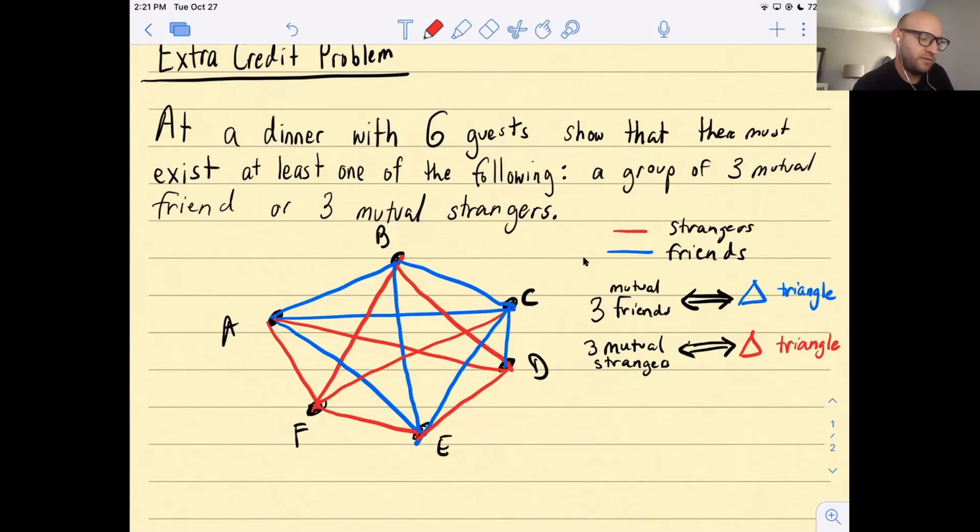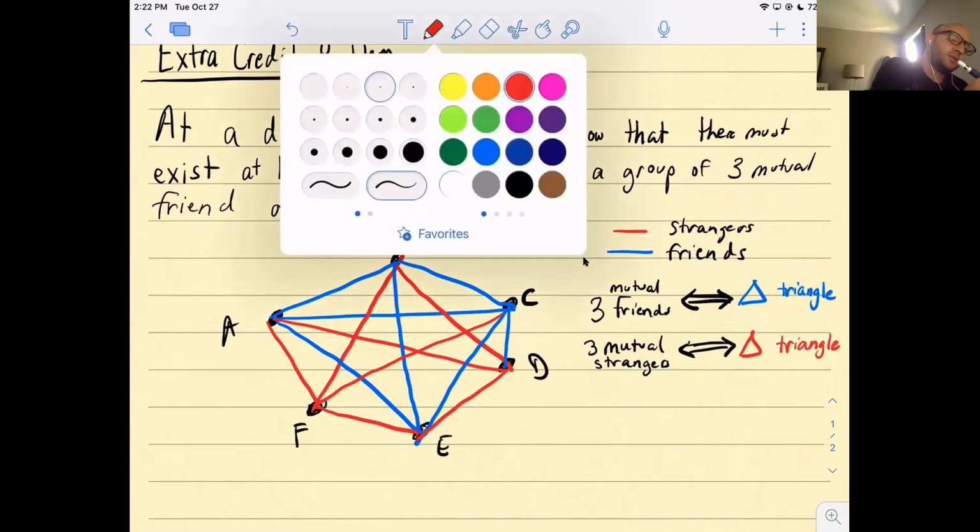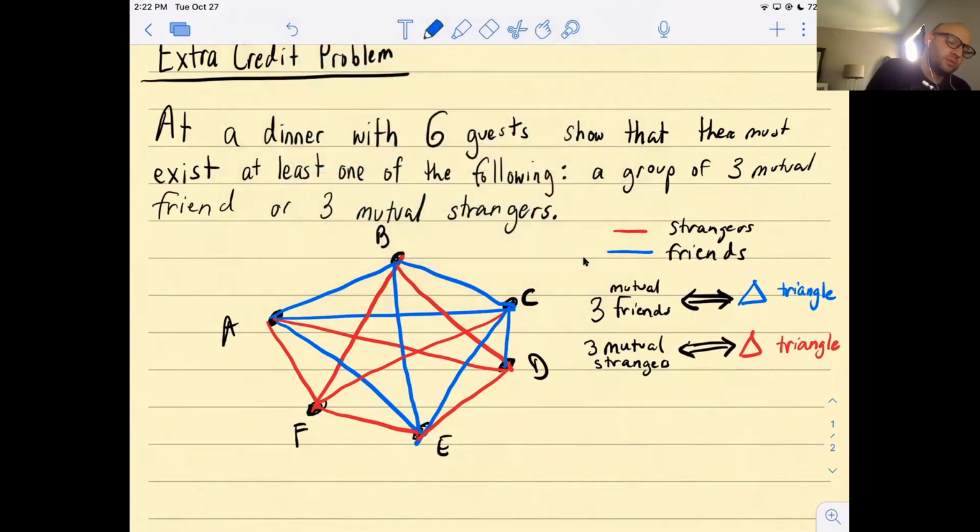Let's see. Oh shoot, I forgot. I'm sorry guys. I didn't connect F and D. So I'm actually going to make it blue. That looks better now. Now everybody's connected. Okay. ADF. Because I drew it as blue, it made it not a red triangle. If I made it red, it would have worked.